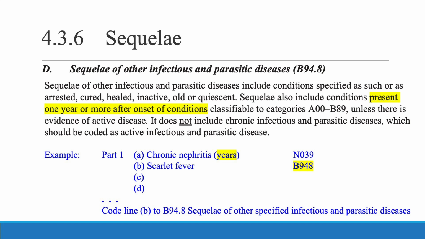So looking at the example, on line A, we have chronic nephritis that has been present for years. So 1 year or more after the onset of the condition causing it, which was scarlet fever. There's a code in Chapter 1 for scarlet fever when it's active. But in this case, because death occurred years after, we're going to choose to code it to the sequela code provided, which is B94.8, sequela of other specified infectious and parasitic diseases.